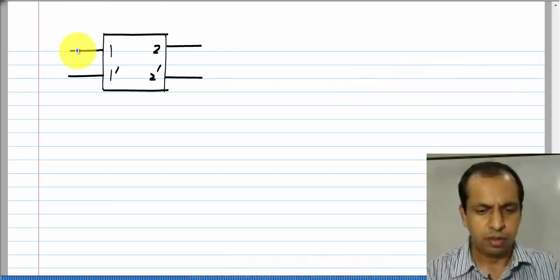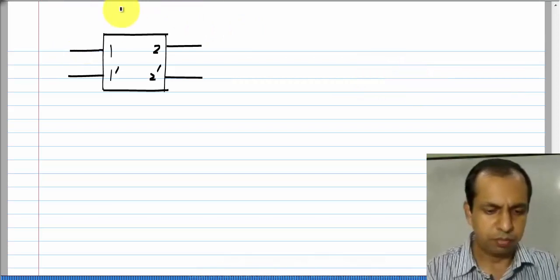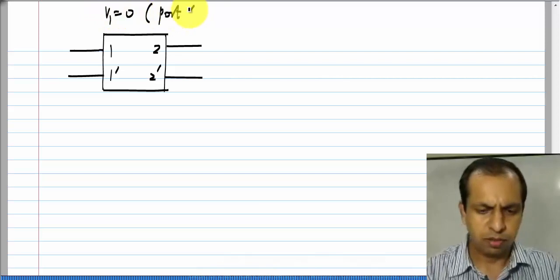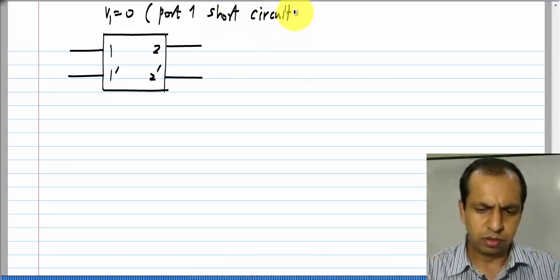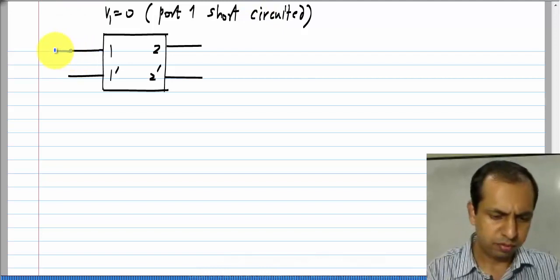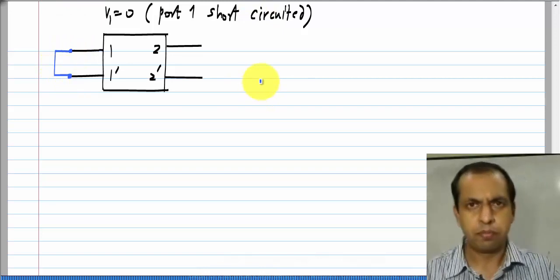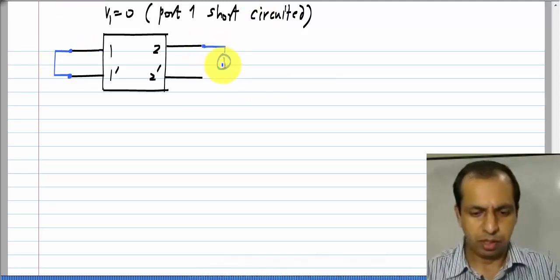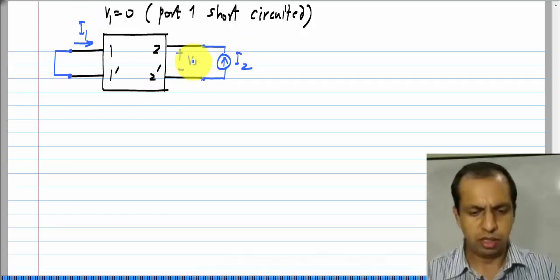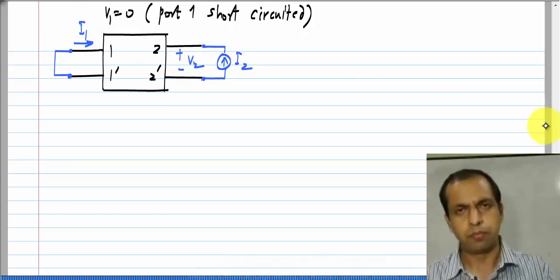Now, for the other set of measurements, we set V 1 to 0. So, that is port 1 short circuited, and we apply a current I 2 to port 2. With that, we measure I 1 and V 2.